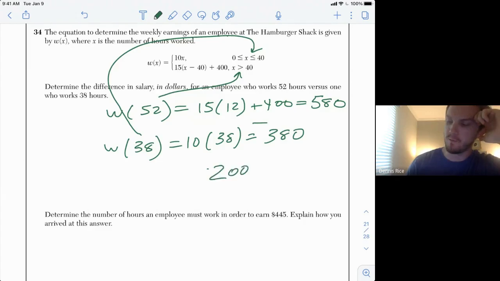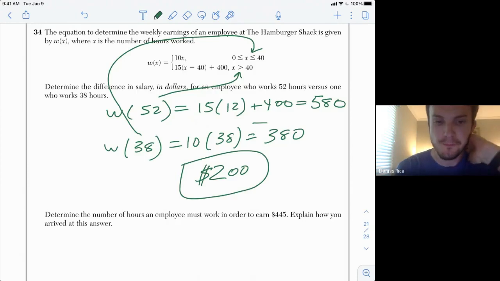Good. 200 bucks. Just subtract the two. How many hours does someone have to work to make $445? So if you work 40 hours, you max out at 400 bucks, right? The most you can make in the top function is 400. So we know it has to be in the bottom function.